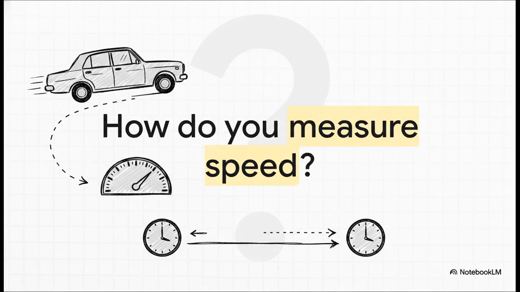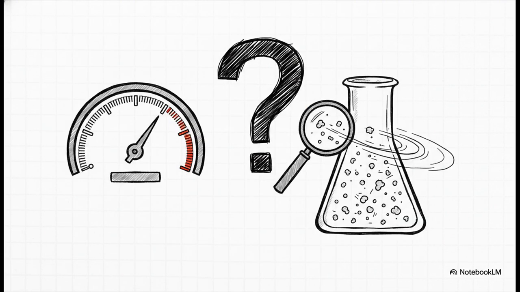So let me ask you a simple question. How do you measure speed? You're probably thinking about a car, right? You just look at the distance it travels over a certain amount of time. Miles per hour, kilometers per second. It's pretty intuitive. But what happens when you're talking about a chemical reaction? You can't just slap a speedometer on a molecule.